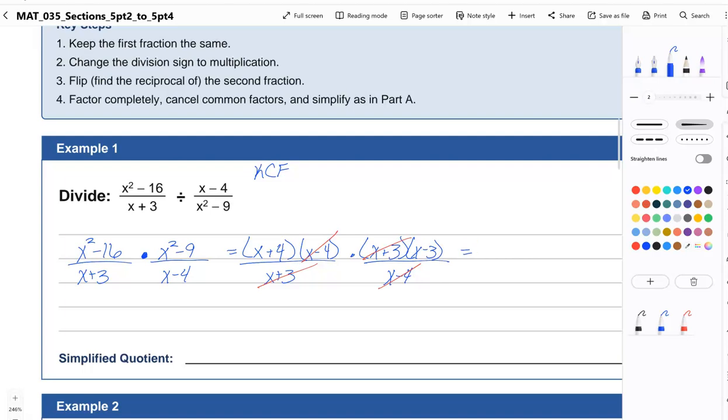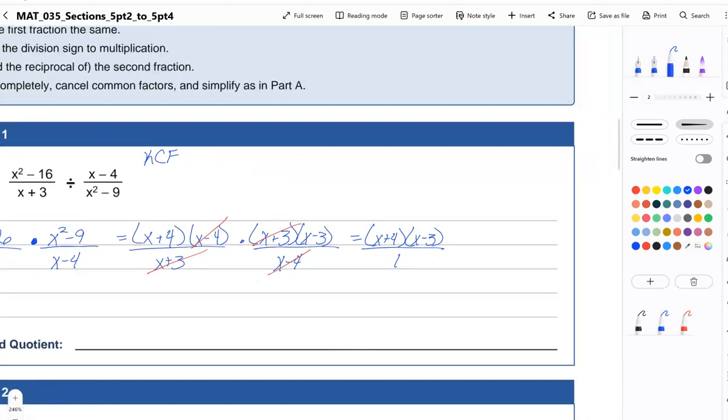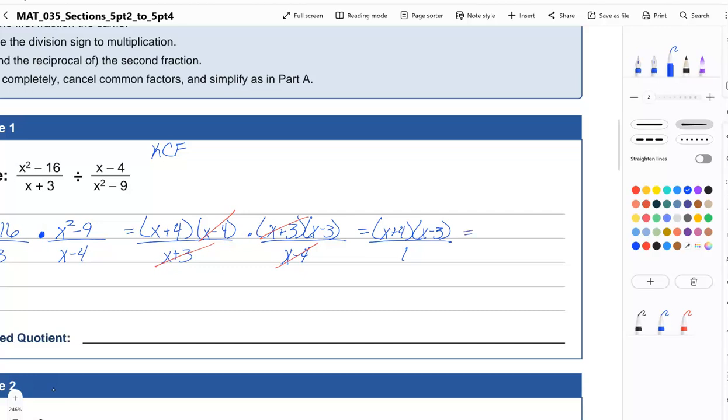So in the top, I'm going to be left with x plus 4 times x minus 3. And notice in the bottom, everything canceled, so there's an understood 1 there. So we can think about that as x plus 4 times x minus 3. I don't need the understood 1 there. And we could multiply that out. X squared minus 3x plus 4x minus 12. And we're going to simplify. So we get x squared plus x minus 12. There's our final answer.